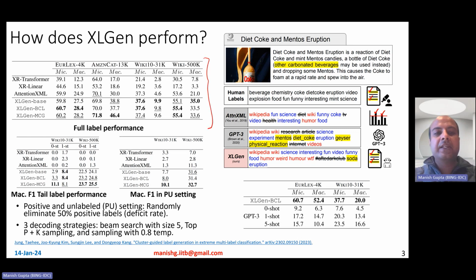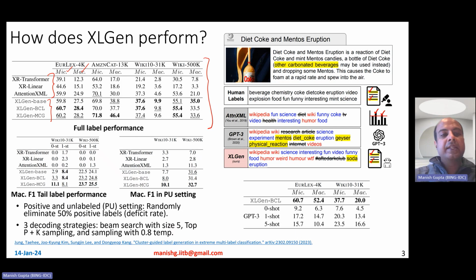So full label performance basically means you care about tail labels, torso labels, head labels, all of them. Okay. And on 4 different data sets, they basically compare with the 3 previous extreme classification methods using micro and macro F1 scores. Okay. So for all of those 3, you observe that all the bolds are in the lower block, which basically means that XLGen outperforms the traditional extreme classification methods on these 4 data sets in terms of micro and macro recall for sure. Okay, macro and micro F1, right?